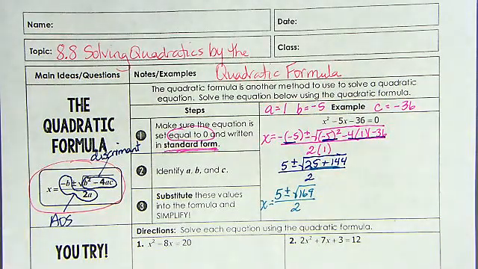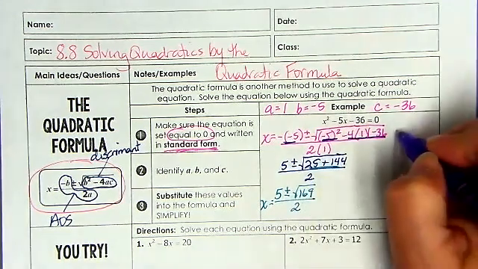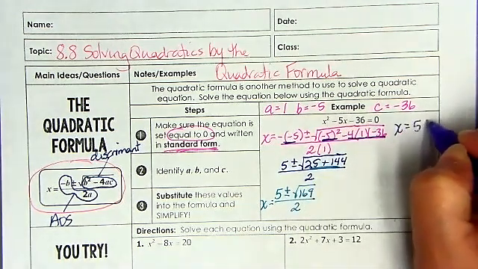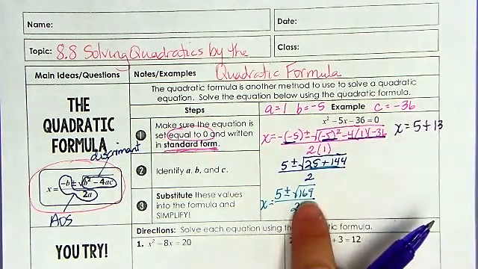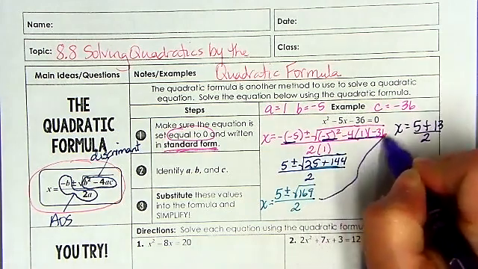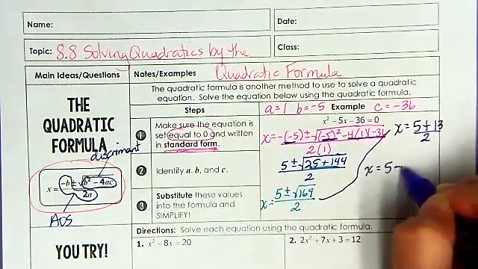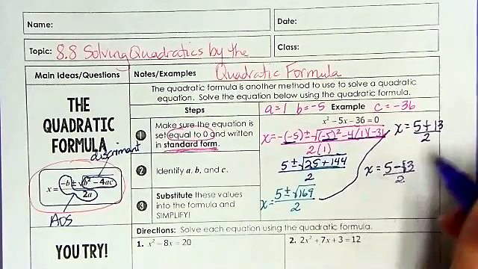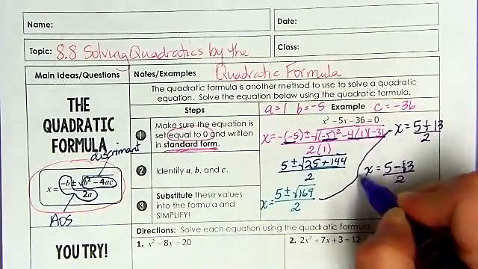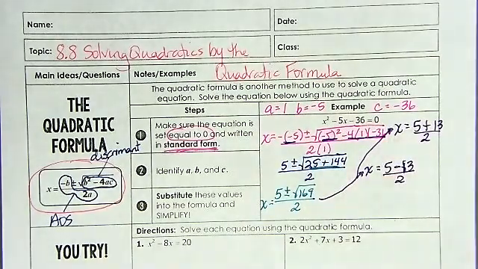Now, this is where we have to kind of change up our game a little bit, because you notice in here it says plus or minus. That means I'm going to have to work 2 separate problems. So I'm going to have x equals 5 plus 13, because the square root of 169 is 13, all over 2. And then I'm going to also have x equals 5 minus 13 divided by 2. We have 2 scenarios here. One's the addition, one's the subtraction. And now we solve the problem.